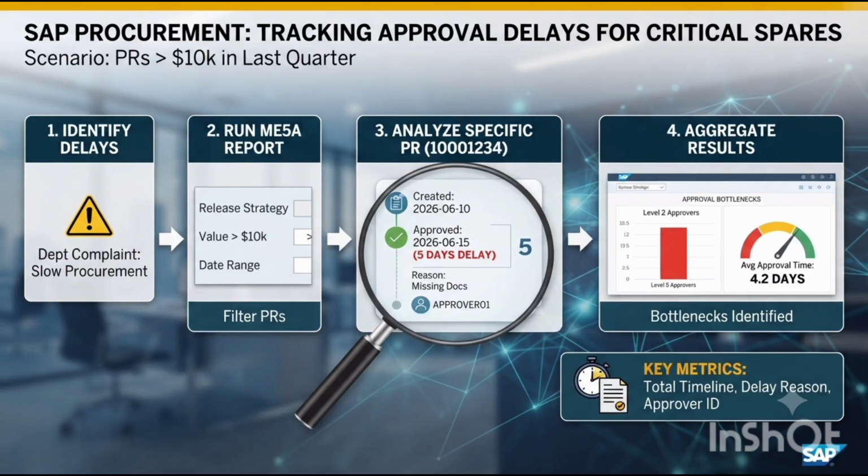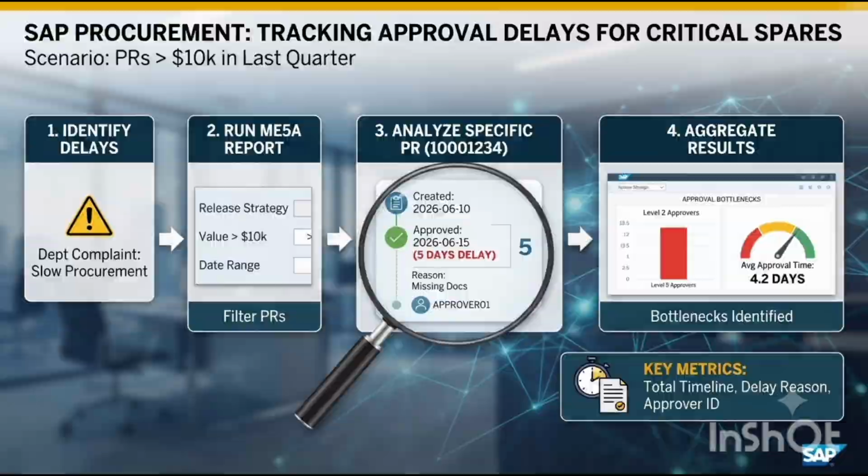Inspecting a specific delayed document PR number, you use ME53N and check the change logs, discovering it was created on June 10th but experienced a 5-day delay due to missing technical documentation before finally being approved on June 15th by user approver01.